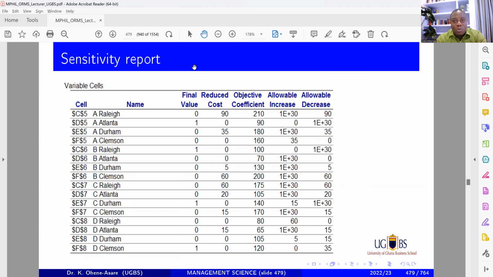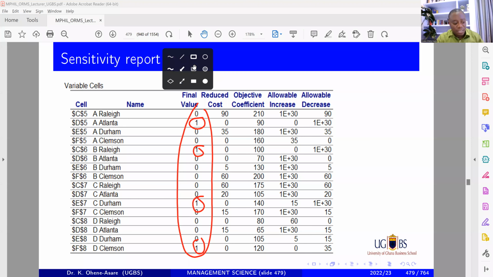And you can see that the ones here are telling you. So you can see that this is the final value. So the final value says that this is the 1, this is the 1, this is the 1, this is the 1, 4. So what does that mean? What it means is that one coach should be sent to Atlanta. Okay, but from where? That is the most important thing. One coach should be sent to Atlanta, but from where?